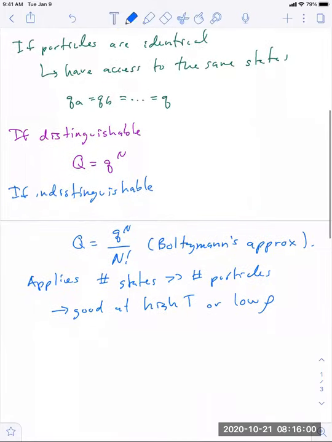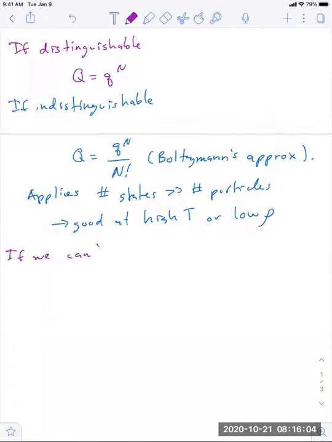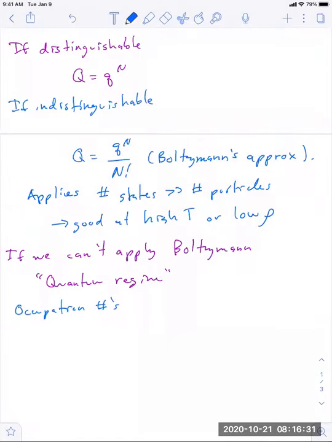Now let's say we can't apply Boltzmann. So this would be at low temperature or high density. Then we have to think about the quantum regime, whereas when Boltzmann's approximation is applicable, we call that classical mechanics. So in the quantum regime, we think in terms of occupation numbers. So how many particles are occupying a given state?